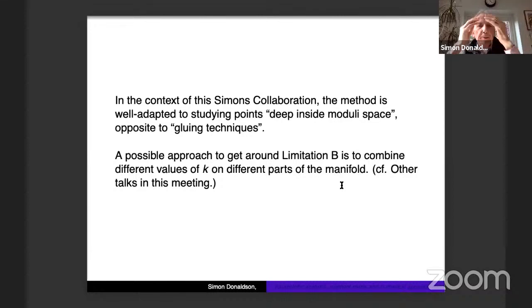So this limitation B is an essential difficulty. A possible approach is to combine using different values of k over different parts of the manifold. And I think possibly this will be something that comes into other talks on this topic in the meeting.